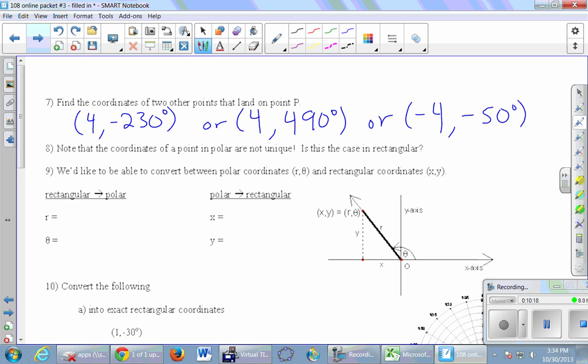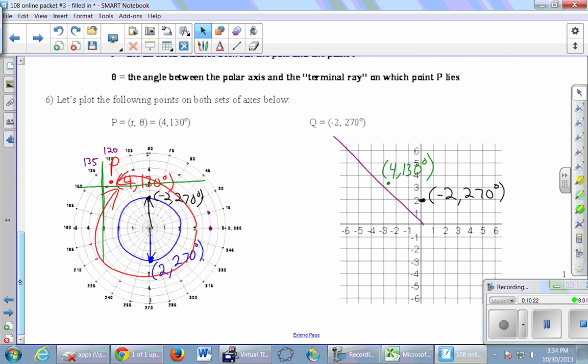Number 8, note the coordinates of a point in polar are not unique. Is this the case in rectangular? If we're looking at this point here in black, are there any other ways to describe this point in rectangular coordinates other than 0, 2? Is there another way to get somebody to land perfectly on this point? The answer is no. So in rectangular coordinates, they're unique. There's only one way to describe a point.